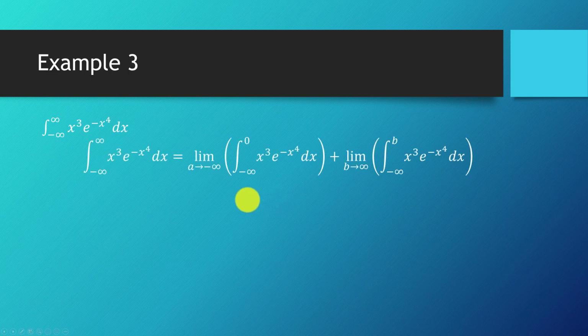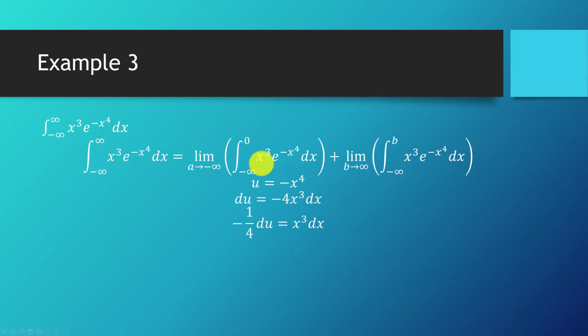We will rewrite it, splitting it at 0. I think I made a little mistake here. From negative infinity, this should be a to 0, and then 0 to b to infinity. Sorry, 0 to b. So I think I just copied and pasted this and then forgot to do it. So let's just fix that real quick. This should be a, and this should be 0. So I just messed up those two, a and 0.